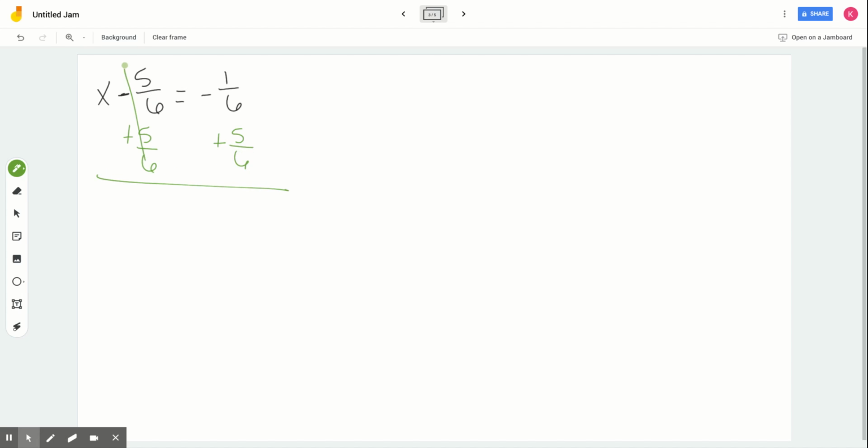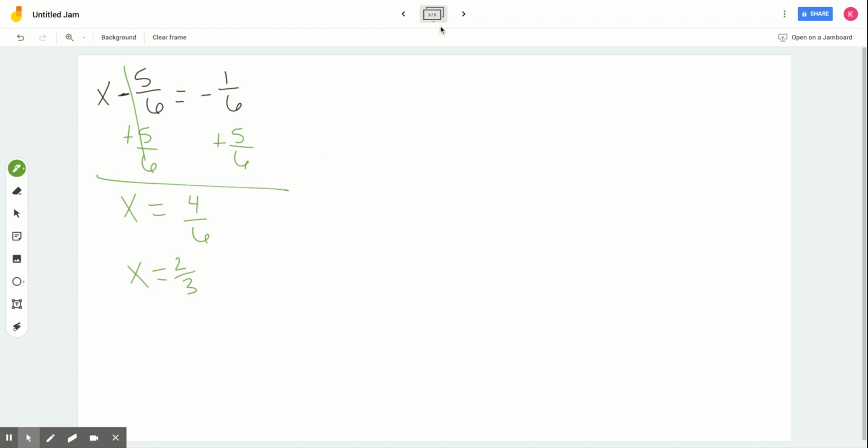When we do this, we have a 0 pair, so we're left with x. Negative 1/6 plus 5/6, same denominator, so we can combine. Opposite signs, we subtract. 5/6 take away 1/6 is 4/6. Keep the sign of the larger number, which is positive. Because these are both even numbers, we can reduce them by dividing by 2. 4 divided by 2 is 2, and 6 divided by 2 is 3. So x would equal 2/3.